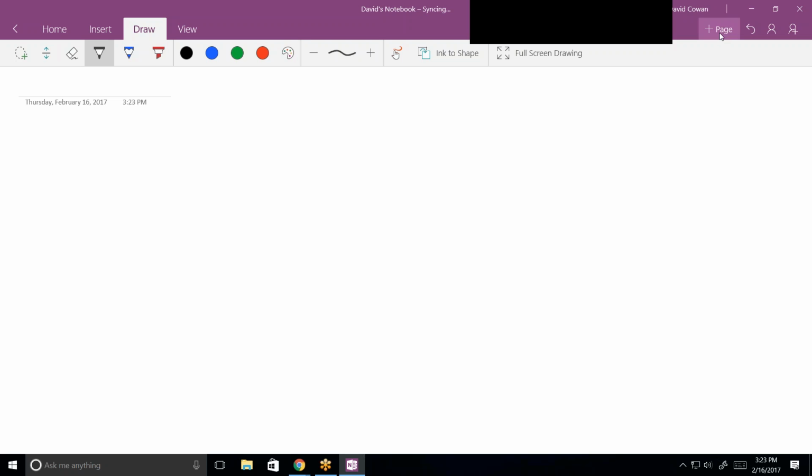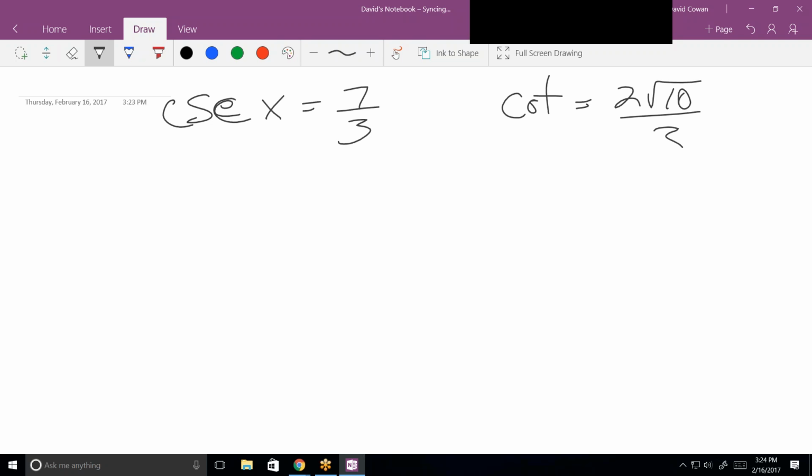The next one, if cosecant of x equals 7/3, and cotangent of x equals 2 root 10 over 3, then find secant of x.